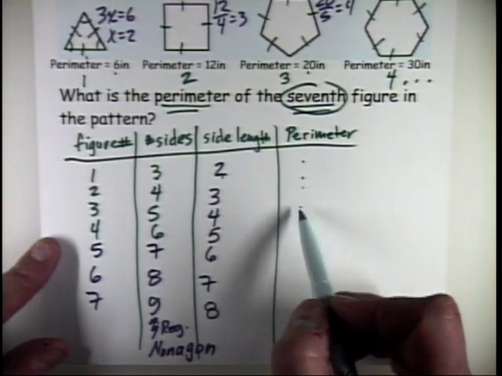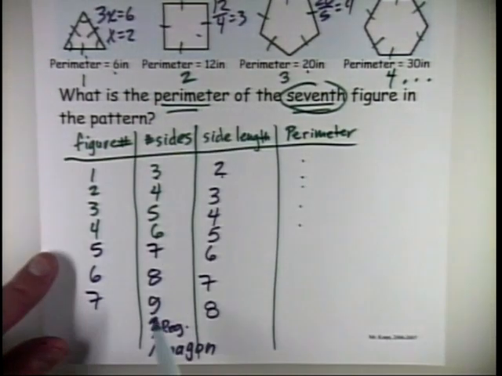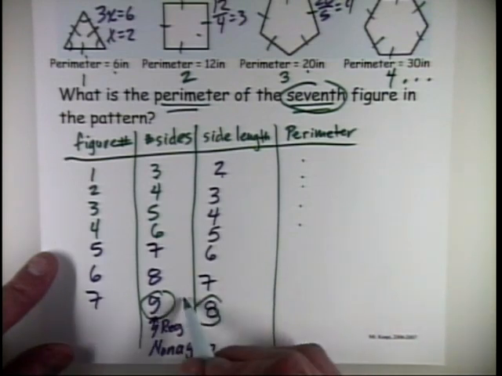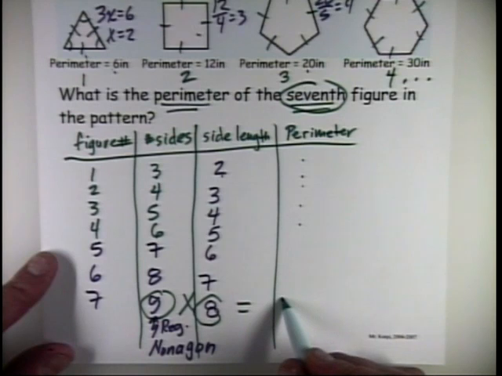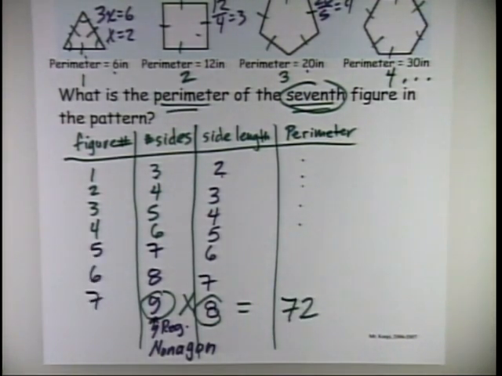Anyway, now we're ready to do the perimeter. I don't need to list all these perimeters to answer the question, and certainly the first 4 were given. But if I have 9 sides, each of length 8, that's 9 times 8, which equals, drum roll please if you happen to have a drum set, 72.